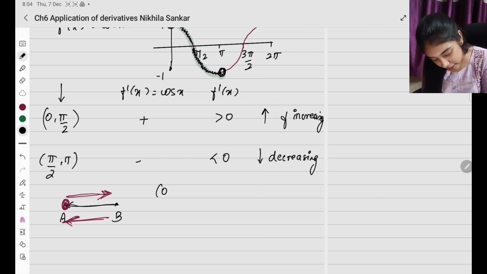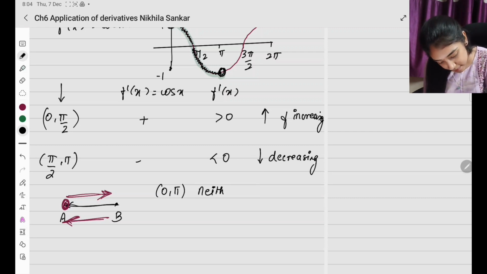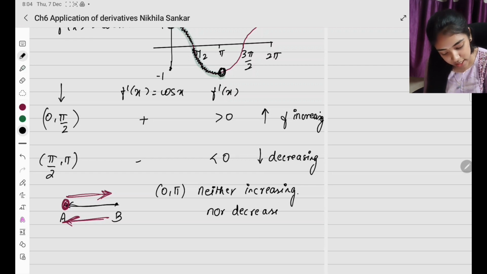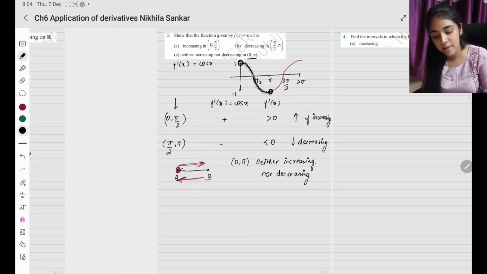So from 0 to pi, according to first and the second subsection, it's neither increasing nor decreasing. இந்த மாதிரி prove பண்ணா போதும். Okay, half valueல increase ஆகுது, decreaseும் ஆகுது அப்படினா மொத்தத்துல increaseும் ஆகல, decreaseும் ஆகல. So neither increasing nor decreasing.